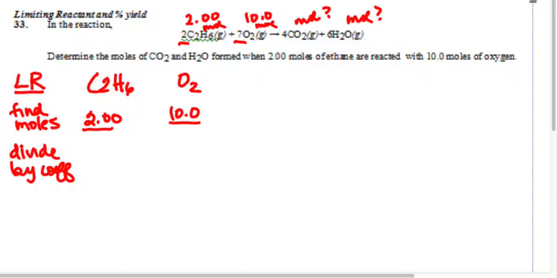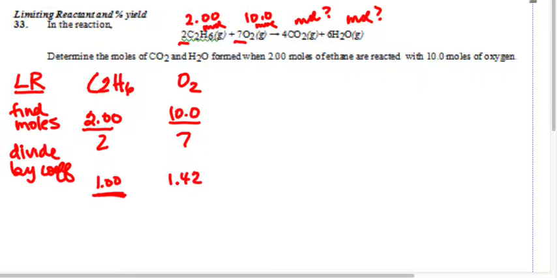So I'm going to divide this one by that coefficient of 2, and I'm going to divide this one by the coefficient of 7, and I get a 1 here. And what's 10 divided by 7? So 1.4-ish. We don't really need to know that exactly. What's important is knowing that this number is smaller than that number.